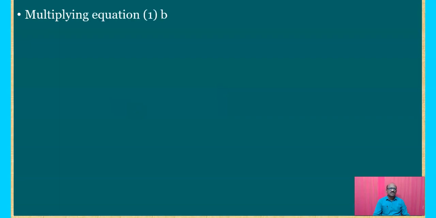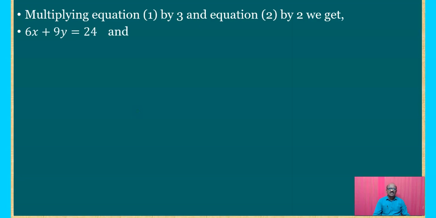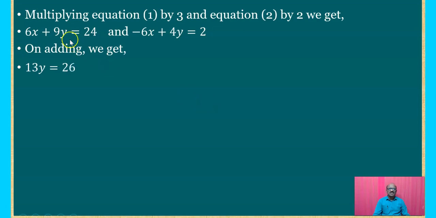Multiply equation 1 by 3. You can simplify this one by 3 and that one by 2. Then we get 6x plus 9y is equal to 24 and minus 6x plus 4y is equal to 2. Adding these two equations, then you will get 9y plus 4y, that is 13y. 24 plus 2, 26, so 13y is equal to 26.